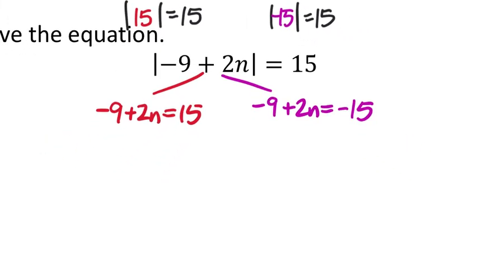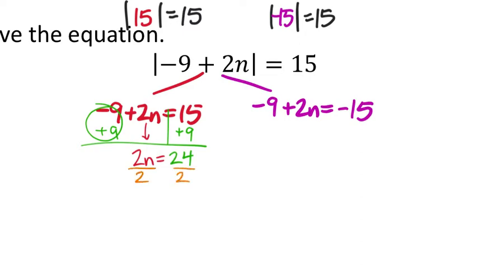I'll start on the left with the red right there. So let's add 9 to both sides. That's going to zero that out. I'll drop my 2n, which equals 15 plus 9 is 24. And then I'll have to divide both sides by 2. So n equals 12. Now let's just check to make sure that'll work.